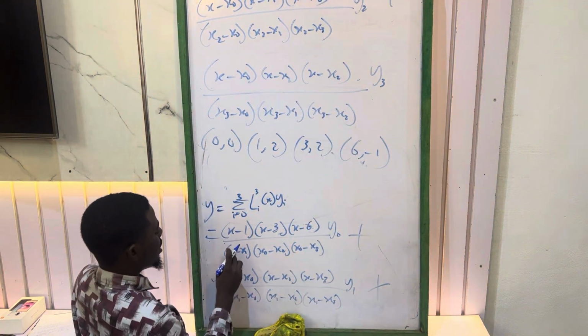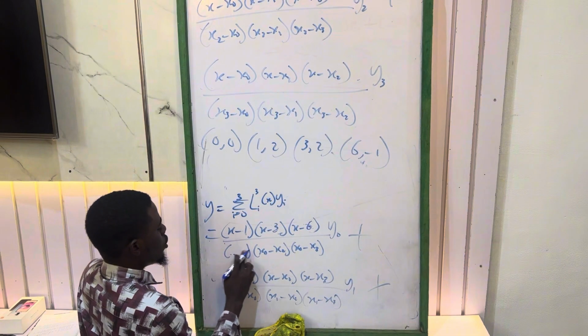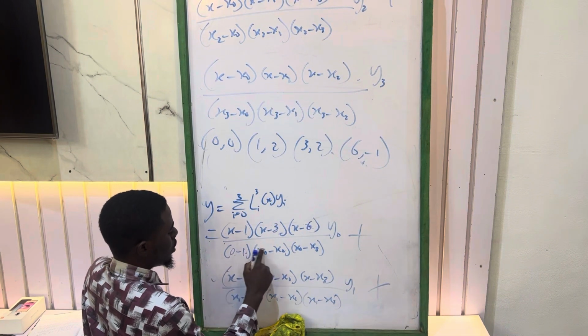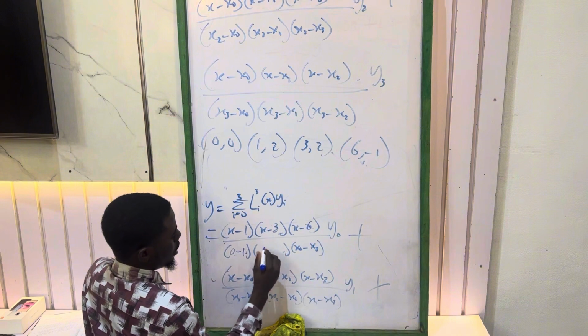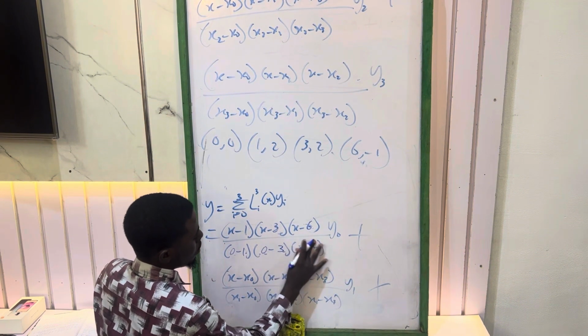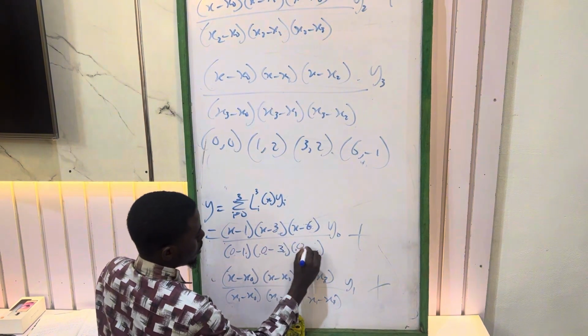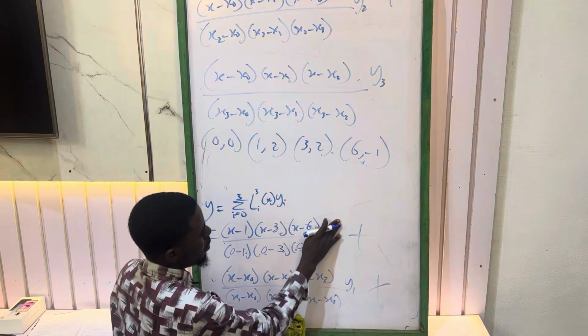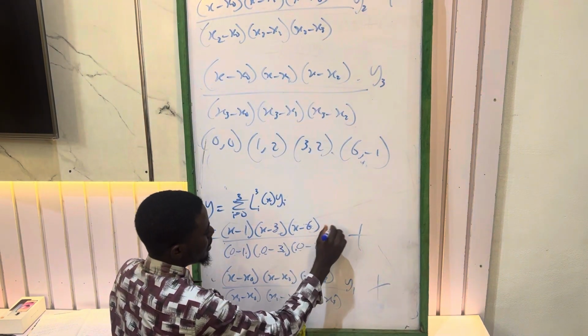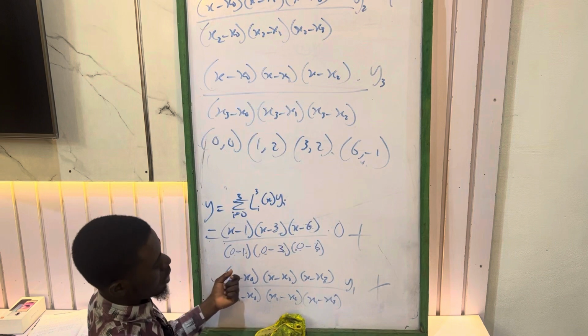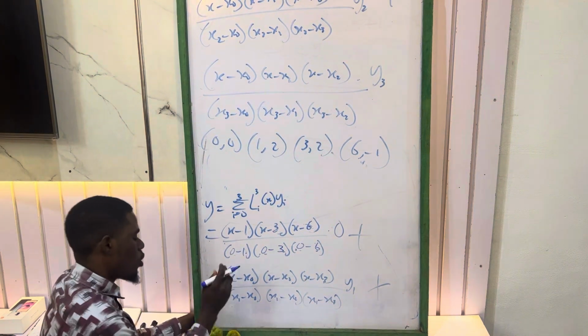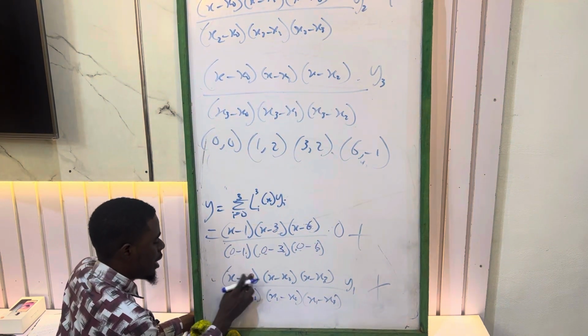Then we'll come also beneath. What's our x0? Our x0 is 0. So this is going to be 0 minus 1, 0 minus 3, and here we're going to be having 0 minus 6. Then what's our y naught? Our y naught is also 0, which means that the entire term here will just cancel out. Alright, so coming back here also to the second term that we have, our x naught is given as 0.